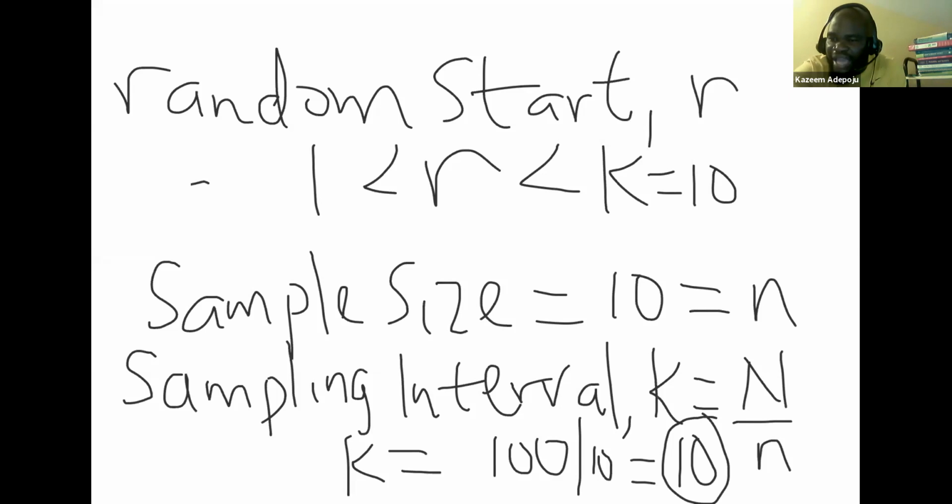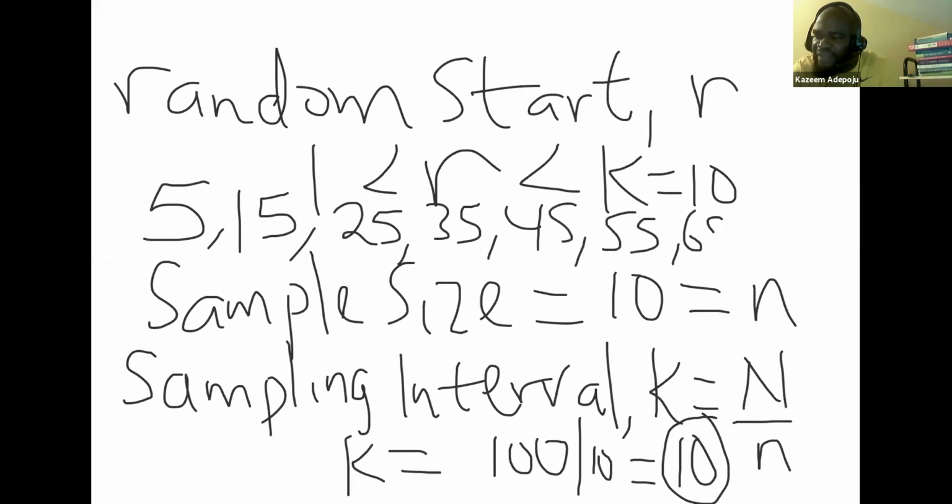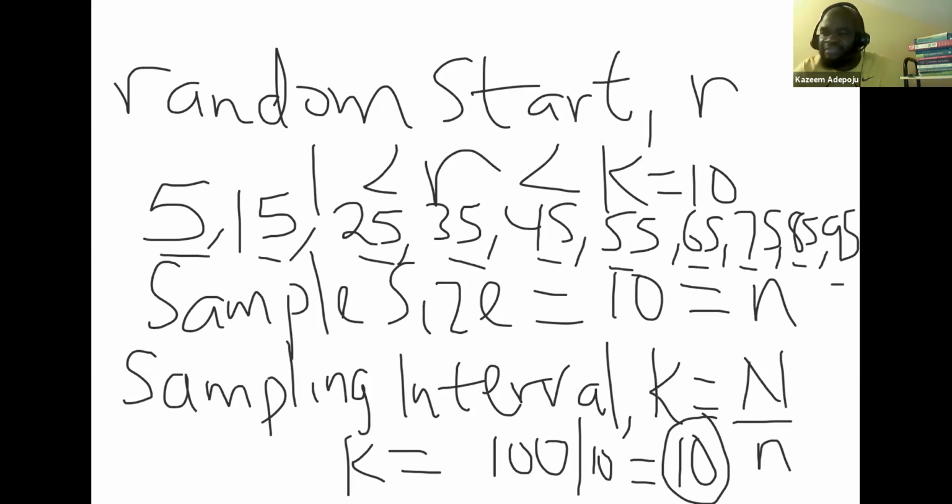Okay, if I decide to choose 5, then the next thing I'm going to do is add the sampling interval. Don't forget the sampling interval is 10. The next one is going to be 5 plus 10, that is 15, plus 10 is 25, then 35, 45, 55, 65, 75, 85, and 95. So if you count there, that's 1, 2, 3, 4, 5, 6, 7, 8, 9, 10. Now, this cuts across the population. So this is systematic sampling.